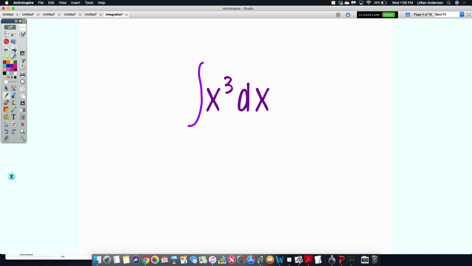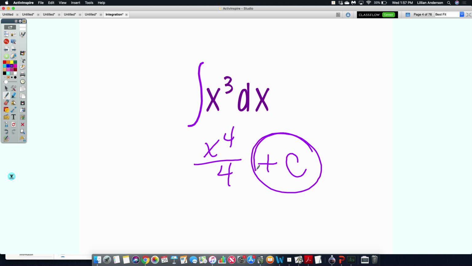So let's practice some. Let's start basic. On your desk. Let's go. X to the third. All right. What's the antiderivative of x to the third? X to the fourth over 4 plus. Do not forget your plus c. Oh, that was one of our mottos. Plus c. Always plus c.